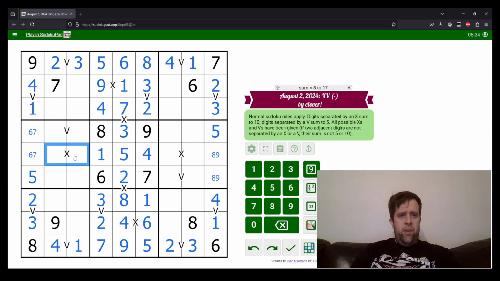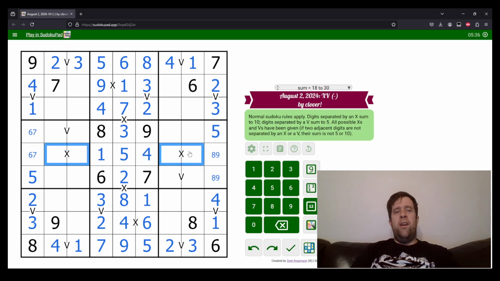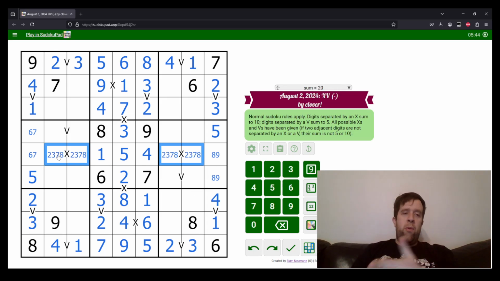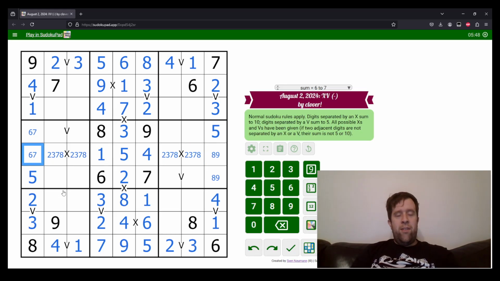Now, I need to place a 2 and a 3 on these X's. So, because I need to place a 2 and a 3, this is 2, 3, 7, 8. Because 2 and 8 make 10, 3 and 7 make 10. So, I'm going to take the 7 out of this one, go 6 and 7. Going to take the 8 out of here, go 9 and 8.